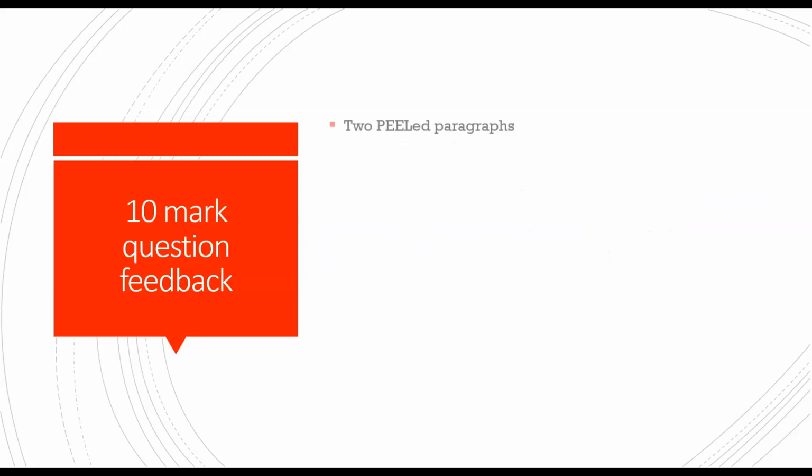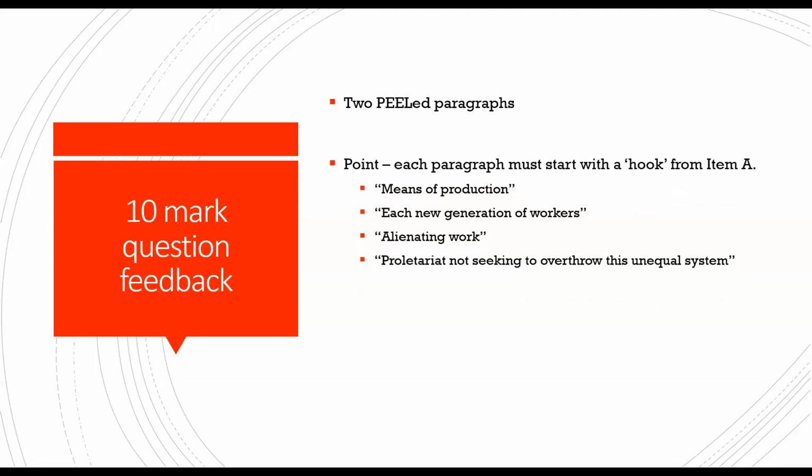Well, essentially, just like all 10 markers, it should be laid out as 2 well-developed, PEEL paragraphs. No introduction, no conclusion required. First of all, P stands for point. But in an analyse question, your point must come from the item. You can't use your own knowledge.